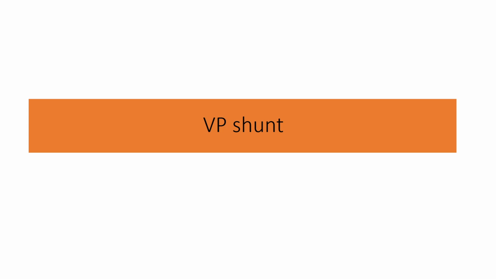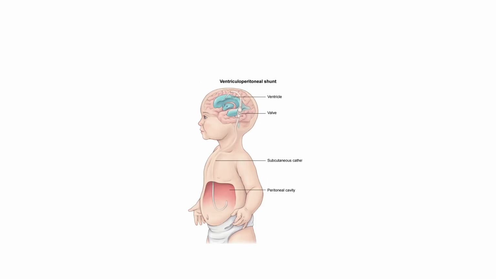Now I would like to discuss VP shunt. What is VP shunt? VP means ventriculoperitoneal shunt. This is the picture of VP shunt. For knowing the VP shunt, actually, if there is hydrocephalus, for managing those types of patients, we do VP shunt in children.